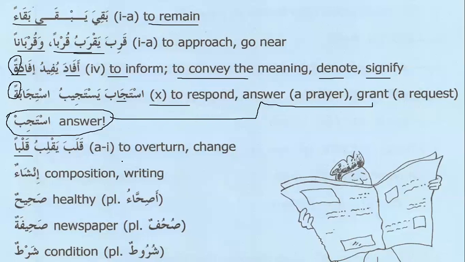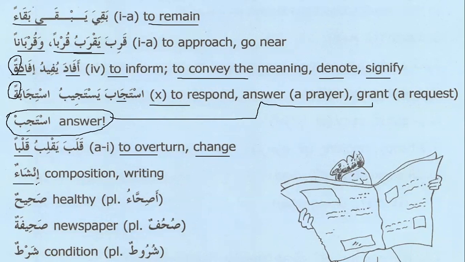So why is it called qalbun? Because to overturn, to change, because our heart overturns a lot, it changes a lot. Whenever it sees something that is attractive, something that you like, it starts moving around. So that's why it is called qalbun, because it keeps on changing. And you know that all the time our heart keeps on changing and the feelings keep on changing. That's why it is called qalb.